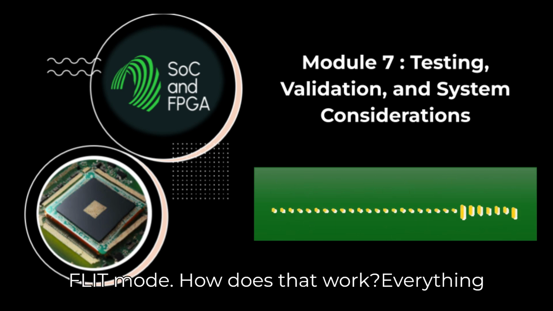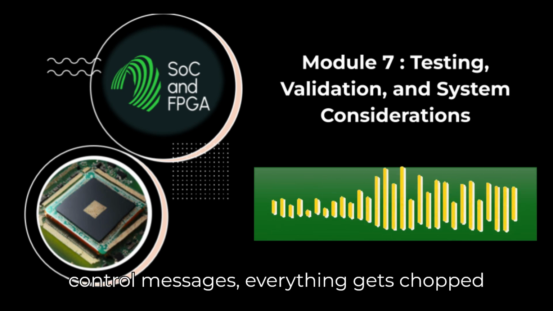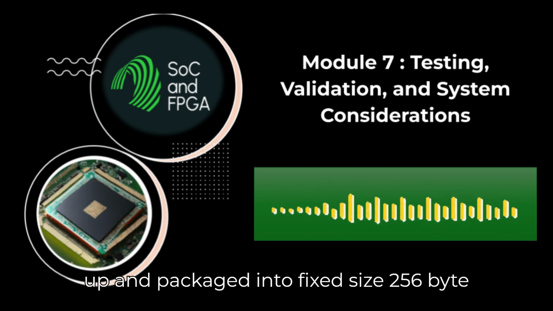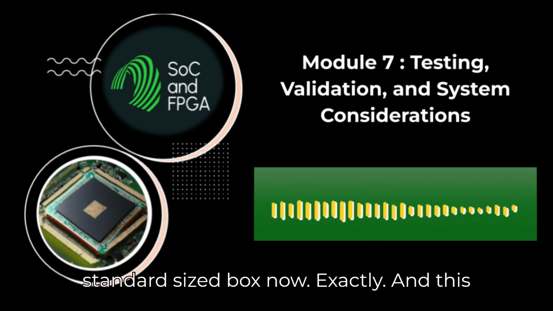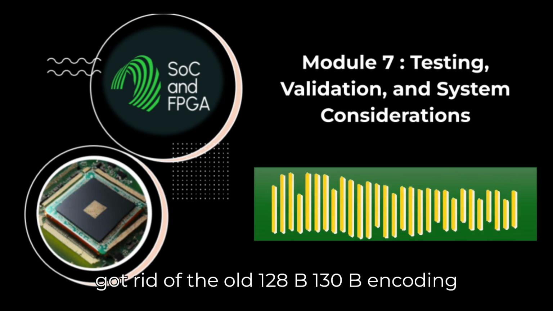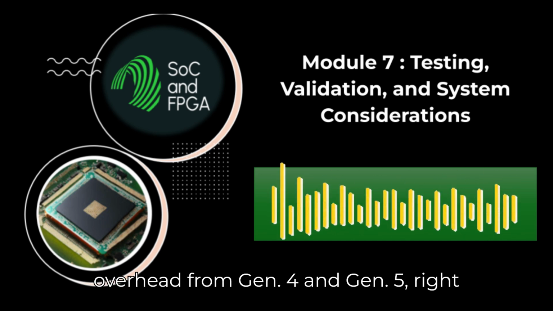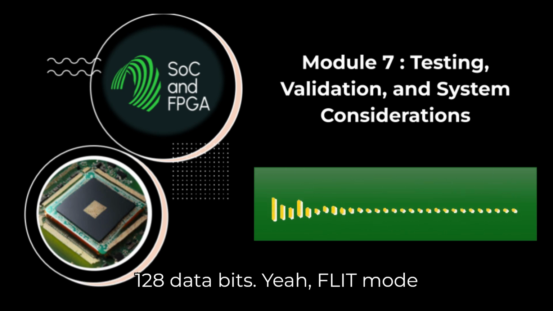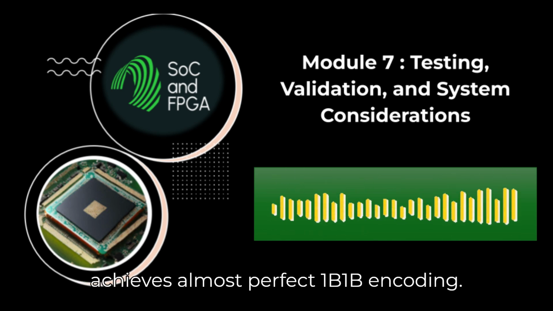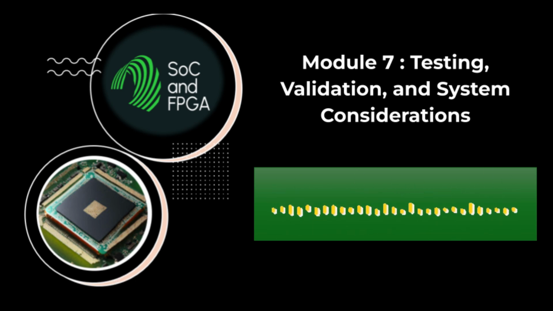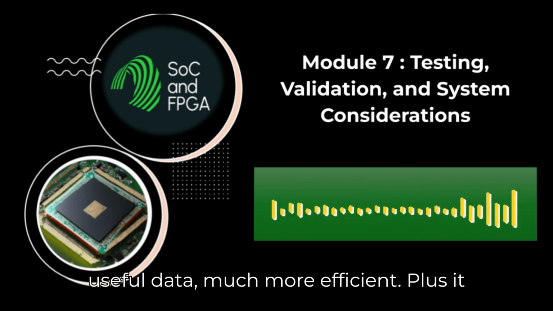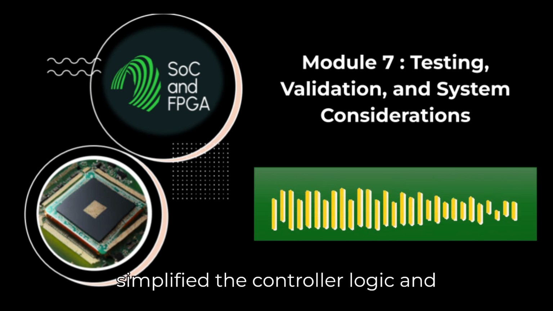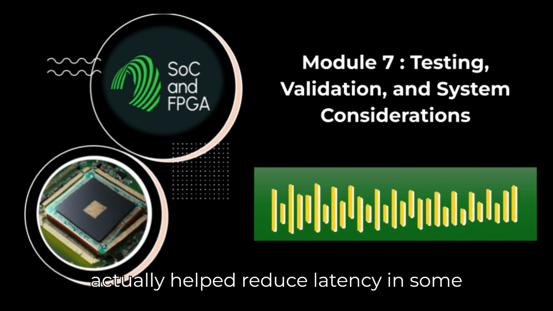FLIT mode, how does that work? Everything on the link, all the data packets, the control messages, everything gets chopped up and packaged into fixed-size 256-byte containers called FLITs. Everything's a standard-size box now. Exactly. And this brought some nice side benefits, too. It got rid of the old 128B/130B encoding overhead from Gen 4 and Gen 5. Right, where you had 2 overhead bits for every 128 data bits. Yeah. FLIT mode achieves almost perfect 1b/1b encoding. Basically, every bit on the wire is useful data, much more efficient. Plus, it simplified the controller logic and actually helped reduce latency in some ways, too.